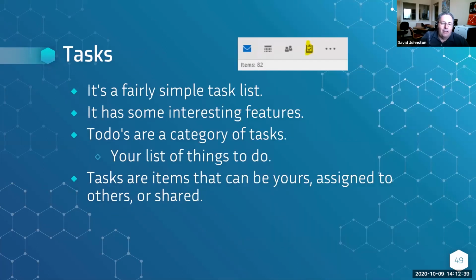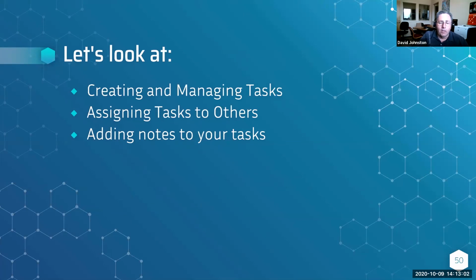Okay, and then last but not least is tasks. Tasks has kind of a fairly simple task list. It has some interesting features. You have the task list, but there's a special group which they call to-dos, which I guess would just be sort of your to-do list. And tasks are items that can be yours. You can assign them to others, or you can share them. So we're going to look at creating and managing tasks, assigning tasks to others, and then how you can add notes to your tasks.